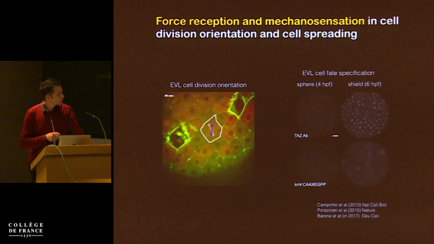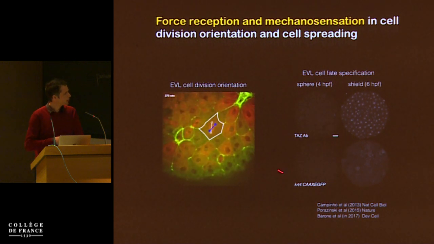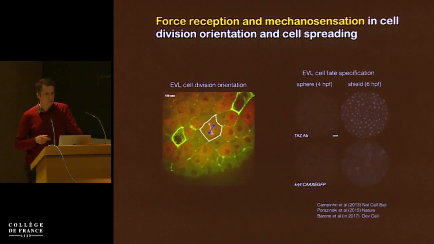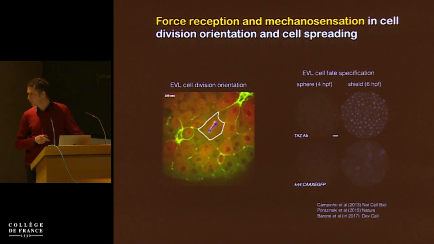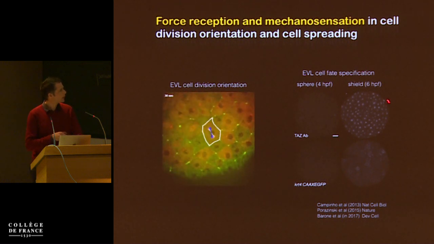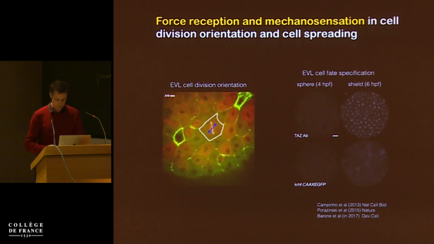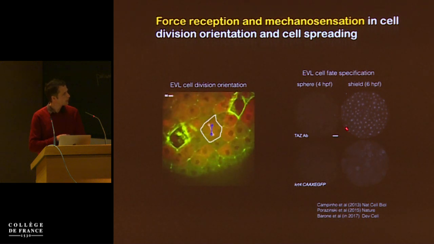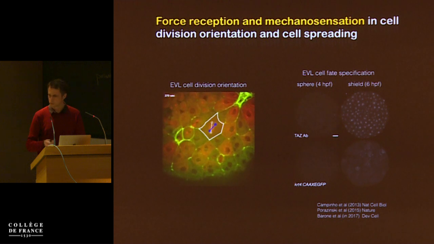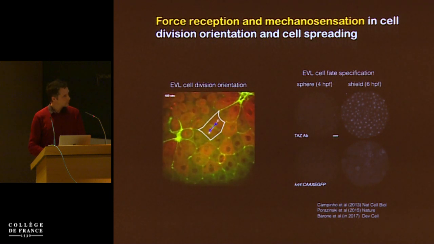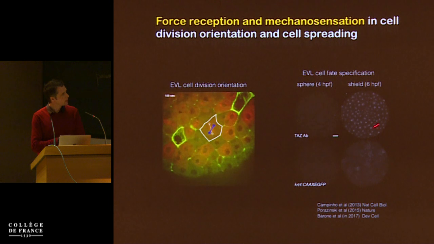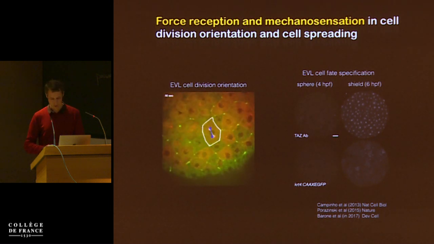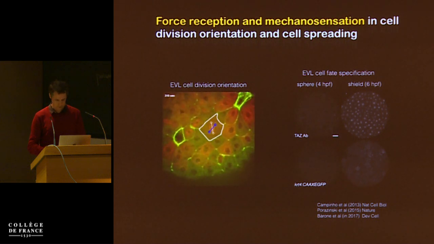We also, and this is just a short introduction into other processes where we're looking more specifically at mechanosensation. Here we're looking at TAZ and the Hippo signaling pathway. And again, we're looking at the EVL, this enveloping cell layer. What we found is that TAZ goes into the nucleus of these EVL cells, and this nuclear translocation of TAZ and presumably TAZ-dependent transcription is tension sensitive, and you need TAZ within these nuclei for the enveloping layer cells to specify correctly.